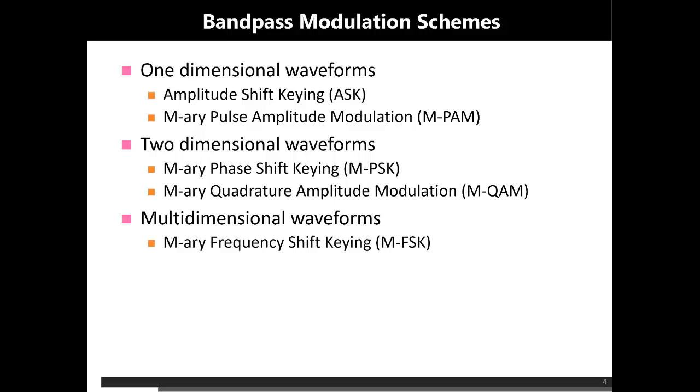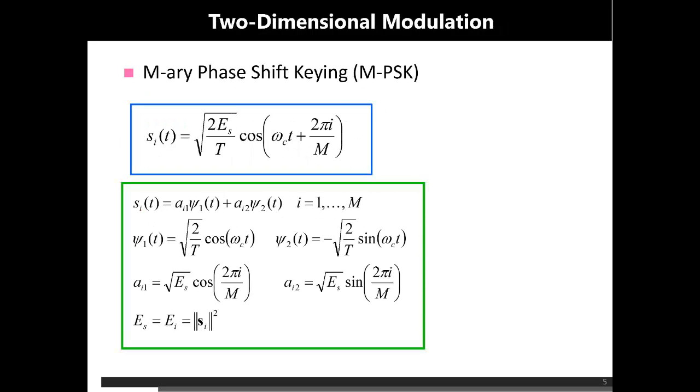And we also discussed in the previous lecture the categorization of bandpass modulation schemes into three types: one-dimensional, two-dimensional, and multi-dimensional. In today's lecture, we will be talking about two-dimensional waveforms. Specifically, in that case, we will discuss M-ary phase shift keying. So what is the general model of phase shift keying?